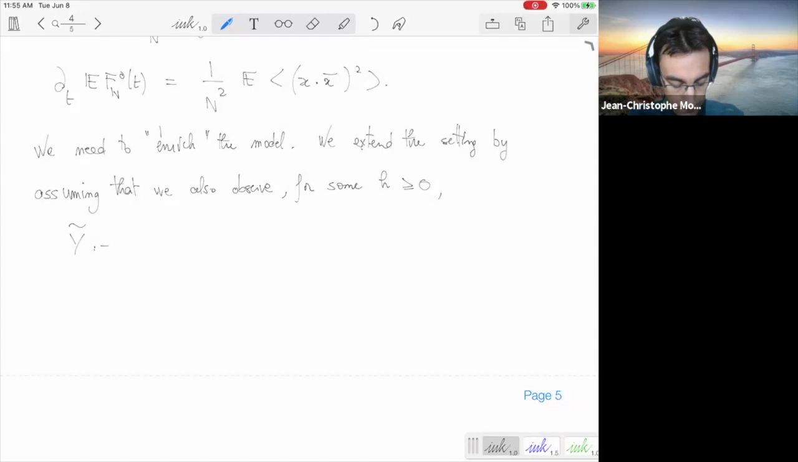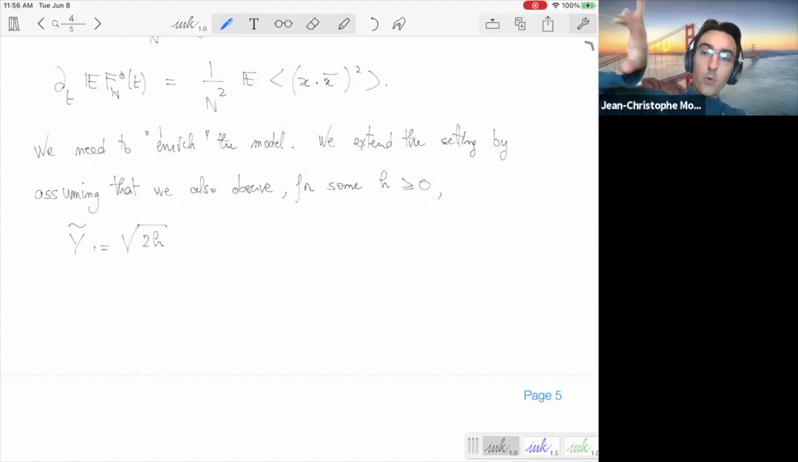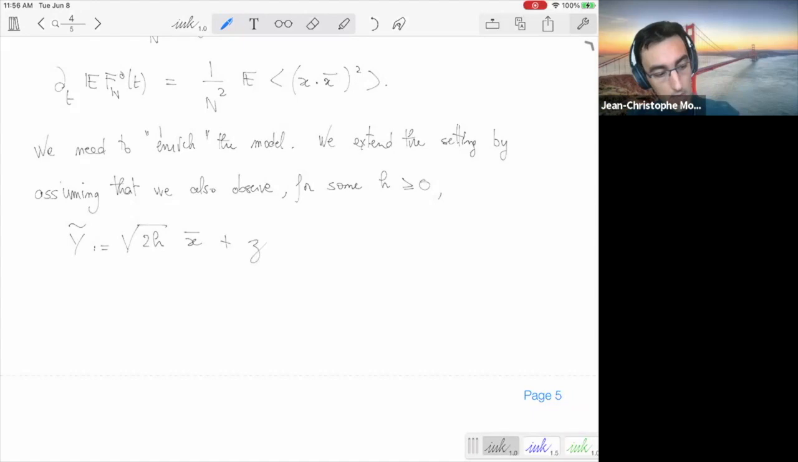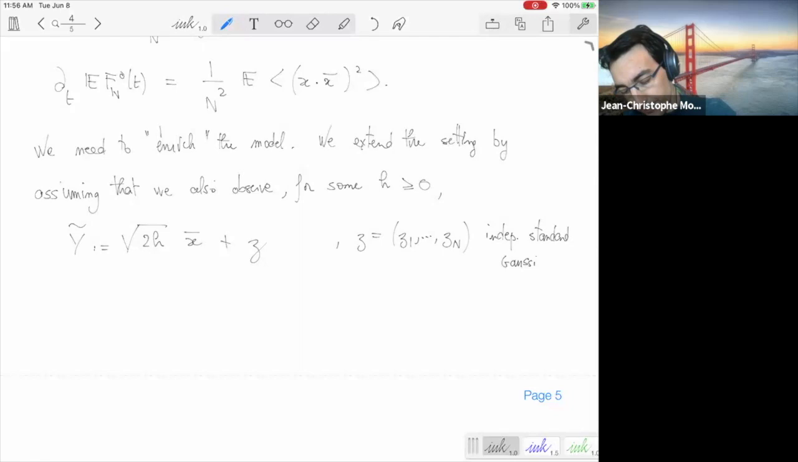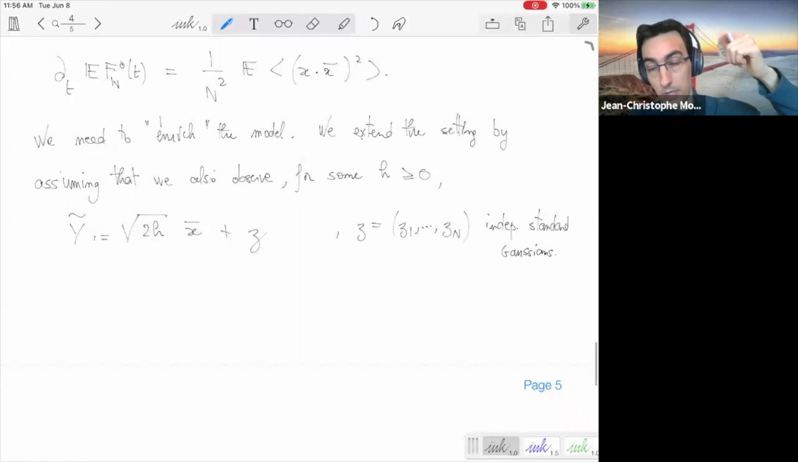And what could I do? Well, instead of observing this rank one matrix, I could observe just the vector x bar itself, I mean, a noisy version of it. This is what I'm going to postulate. h is some fixed parameter, and z is a vector of independent standard Gaussians. And I don't say it each time, but these are also independent from x bar and independent from w. Okay, so in total, we observe this y that we had at the beginning, and also this y tilde.